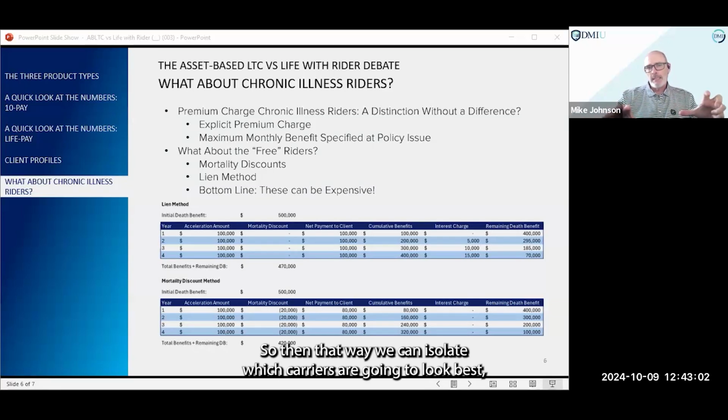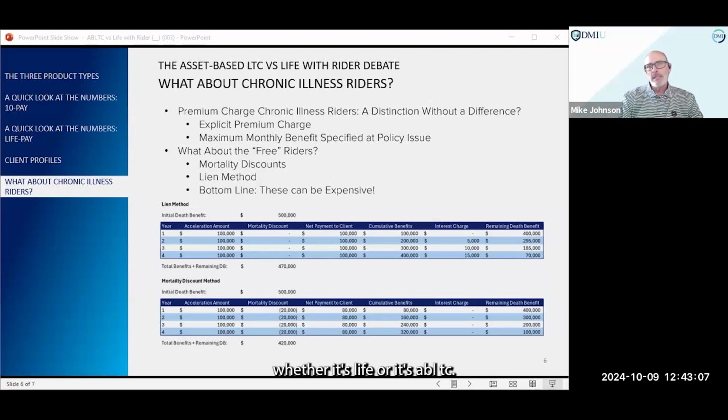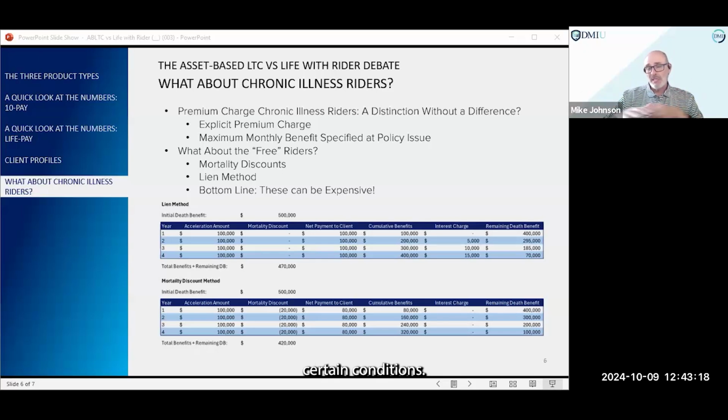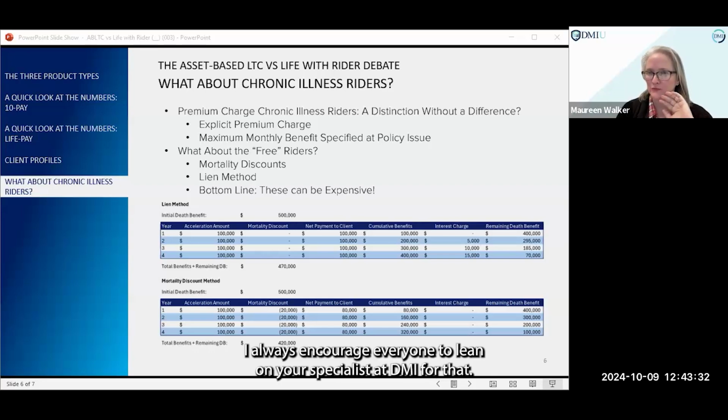So then that way we can isolate which carriers are going to look best, whether it's life or ABLTC. I think that's a really astute observation. Yes, underwriting is going to play a factor. Some carriers will be a little bit more lenient depending on certain sectors, certain conditions. So let's utilize our specialists. Let's do as much field underwriting as possible and pinpoint the best product option and carrier option ahead of the game. That's great. Absolutely. I always encourage everyone to lean on your specialist at DMI for that.